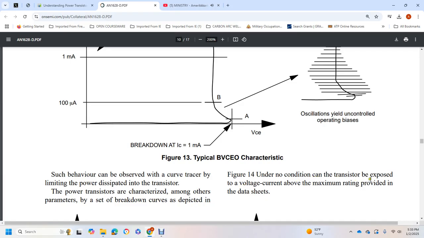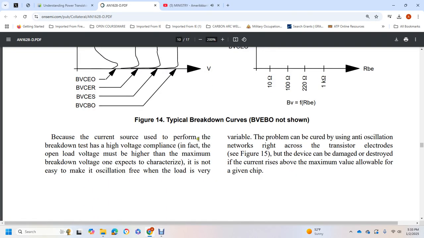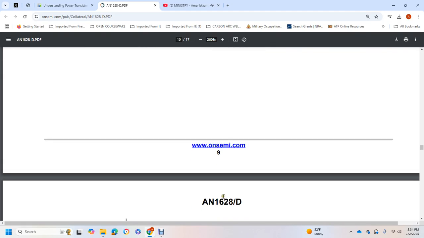Under no condition can a transistor be driven with voltage or current above the maximum rating provided in the data sheets. Because of the current source used to perform the breakdown test, high voltage compliance is needed; in fact, the open-loaded voltage must be higher than the maximum breakdown voltage one expects to characterize. It is not easy to make the test oscillation-free when the load is very variable. The problem can be addressed using an anti-oscillation network right across the transistor electrodes, but the device can still be destroyed by the current that arises, up to the maximum value allowable for a given chip.